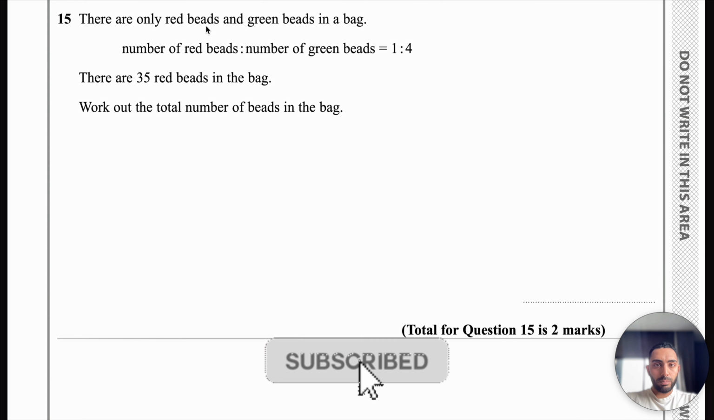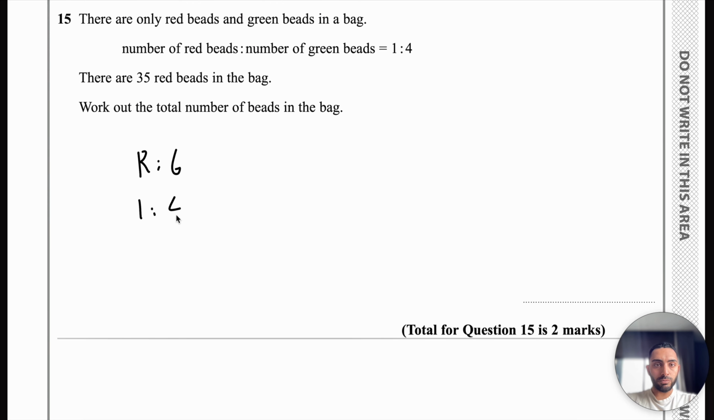Question 15. There are only red beads and green beads in a bag. So I've got red and greens. The number of red beads to the number of green beads is in the ratio 1 to 4. So 1 to 4. There are 35 red beads in the bag. So I'm going to write 35 below the reds. Work out the total number of beads in the bag.